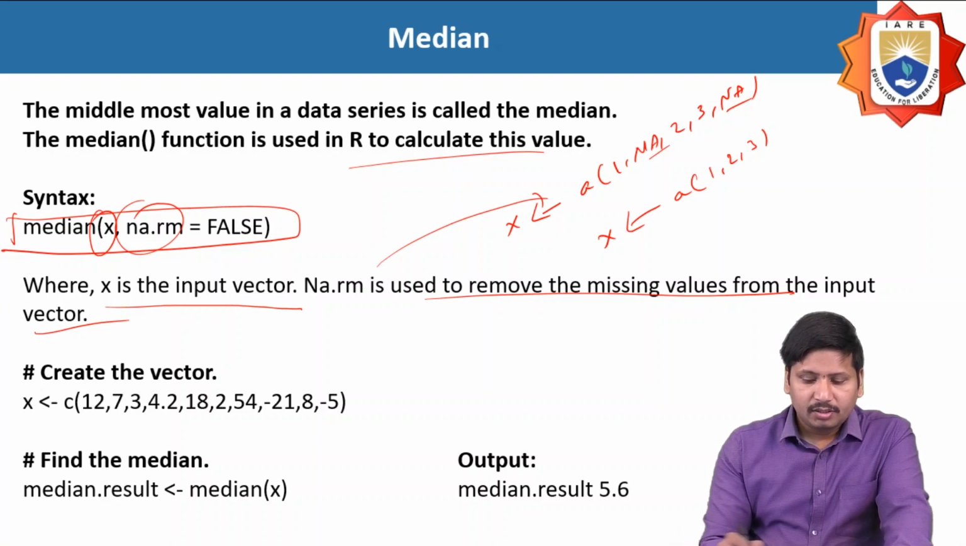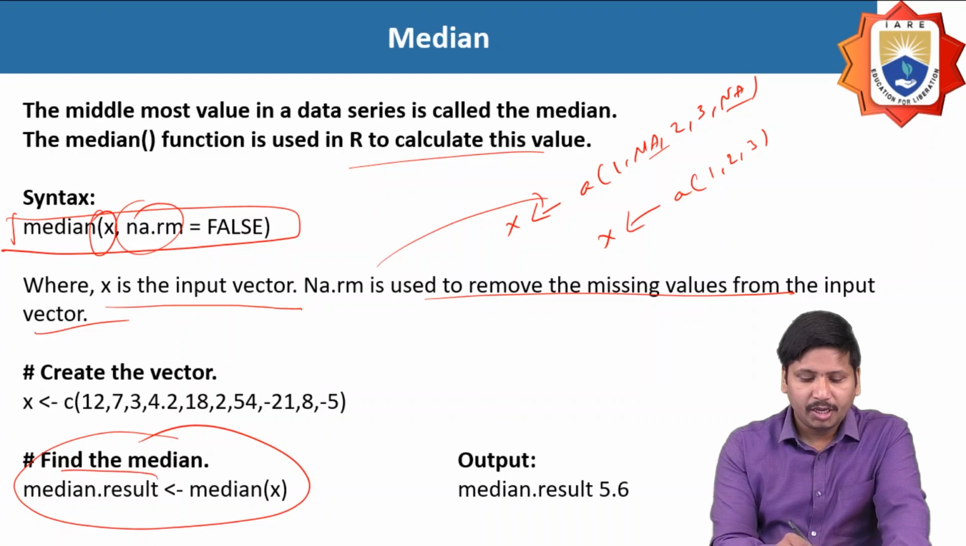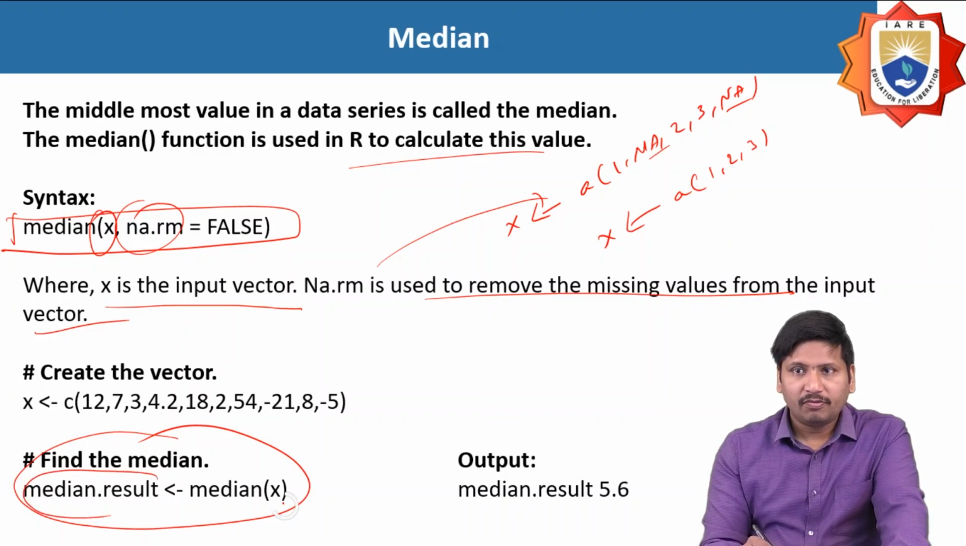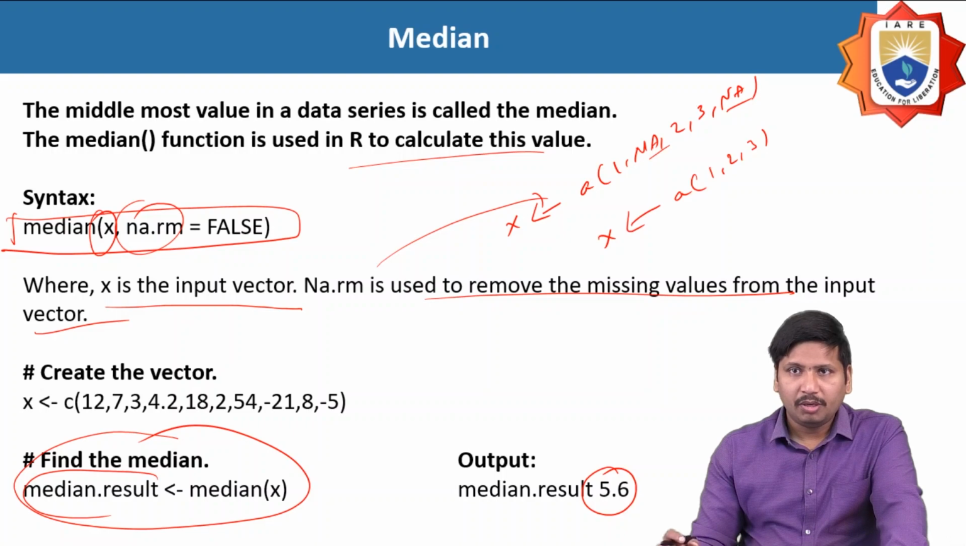And create a vector, and then calculate the median for this. So median.result is the variable I'm using here, and median of x is the function. I can get the median.result equal to 5. And if I want to remove these NA, not applicable values, then I can use na.rm.